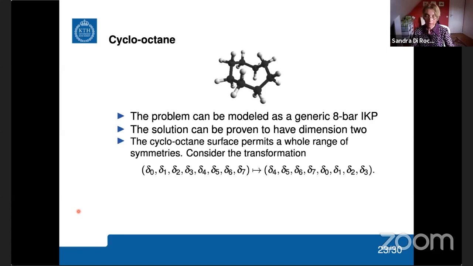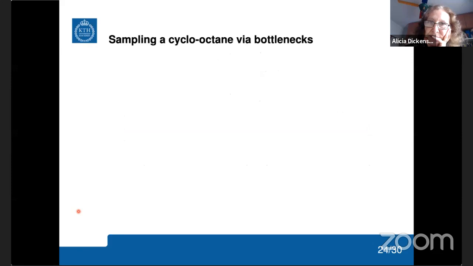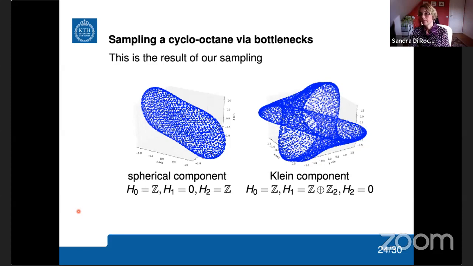And if we do that, so we have a polynomial system, we solve the polynomial system using our sampling, and we pick a density for a sample using the bottleneck. The bottleneck is also something that now we can compute, okay? Because it's finite. And that's what we get, right? We get two components, okay?